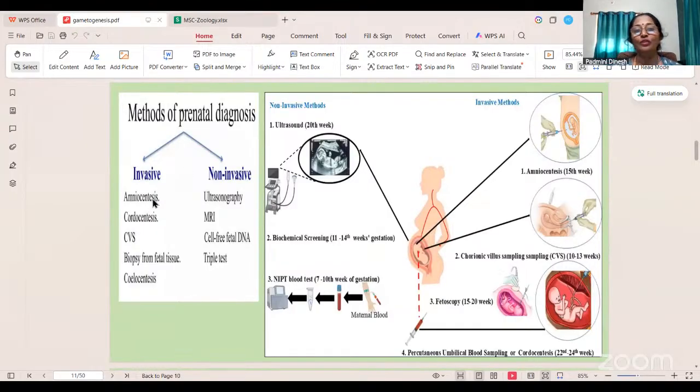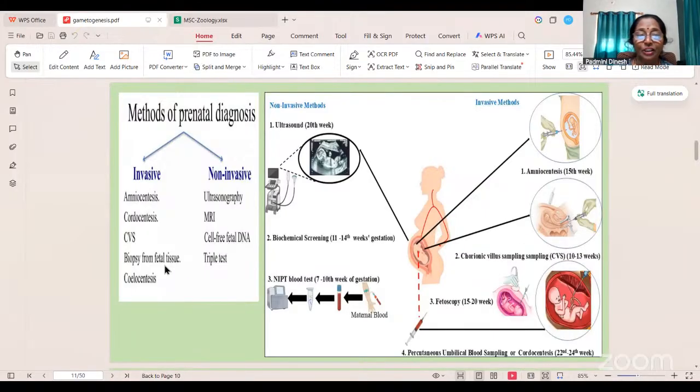Under invasive, amniocentesis, that is when the amniotic fluid is taken from the womb, that is called amniocentesis. Cordocentesis, when from the umbilical cord you can take out the blood, that is called cordocentesis. You can see the cordocentesis over there. Then chorionic villus sampling, the chorionic villi that are present near the placenta, even the blood can be taken from there for checking out the child's DNA.